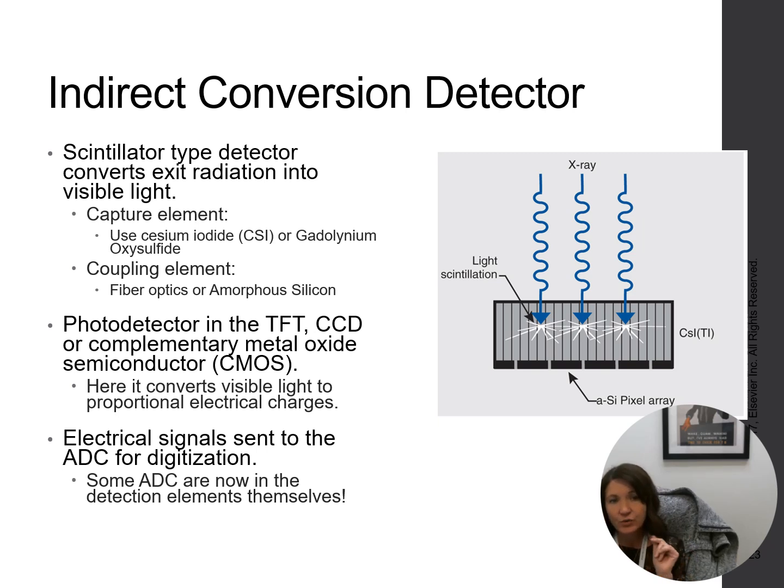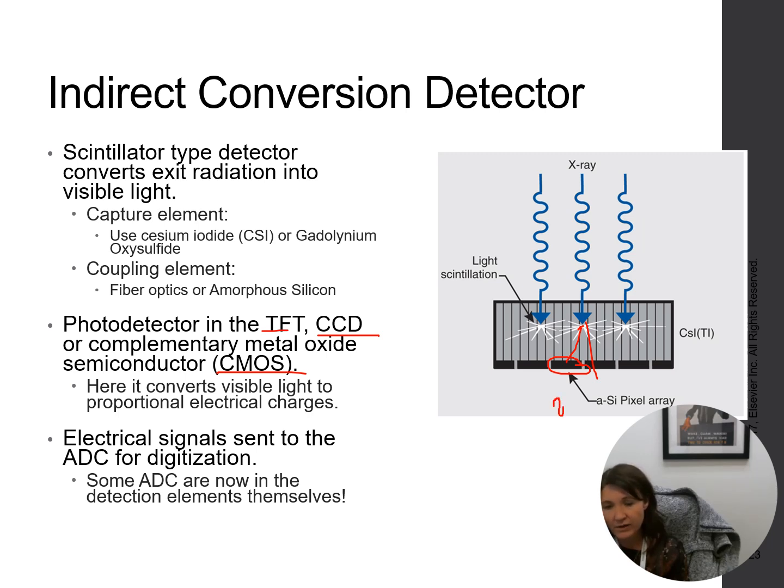So this is indirect. We know that it is going to take a photon coming in and convert that photon into light, and then the light will be coupled with something like our amorphous silicon or our fiber optics, and it will take that light into our collection element, which in this case is going to be the TFT, the thin film transistor, a CCD, which works very similarly, or a CMOS, which would be the complementary metal oxide semiconductor. Any of these three items that could serve as the collector device is going to absorb that light and convert it into an electrical signal.